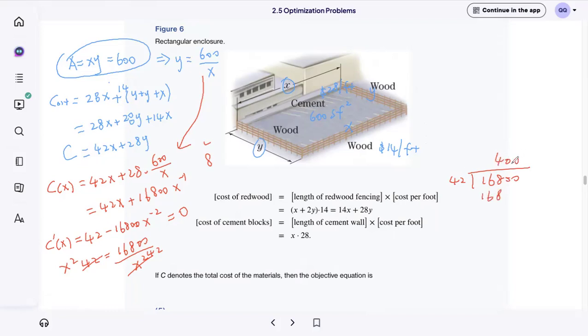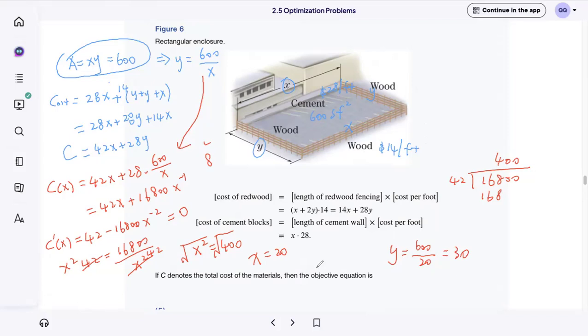Bingo, 400. Beautiful value. So X squared equals 400. Then we take the square root. Because this is a live application, we don't take a negative value. So X equals 20. Once we know X, we know Y, because Y equals 600 divided by 20, which is 30.